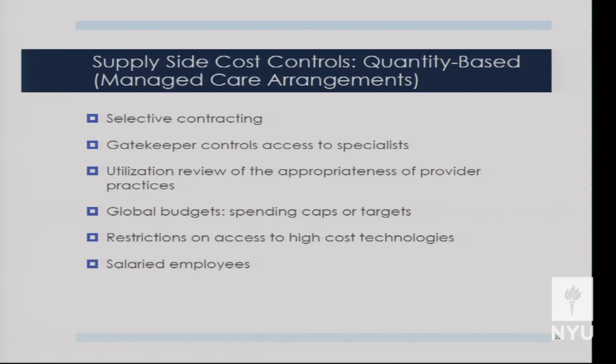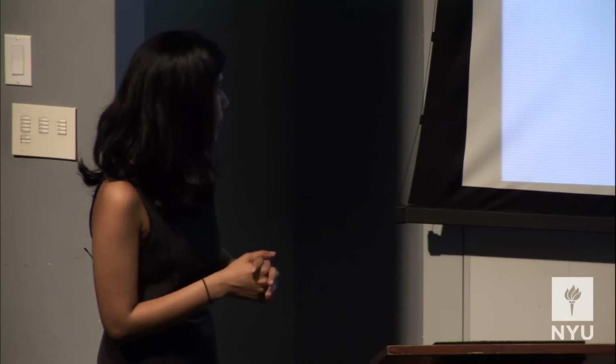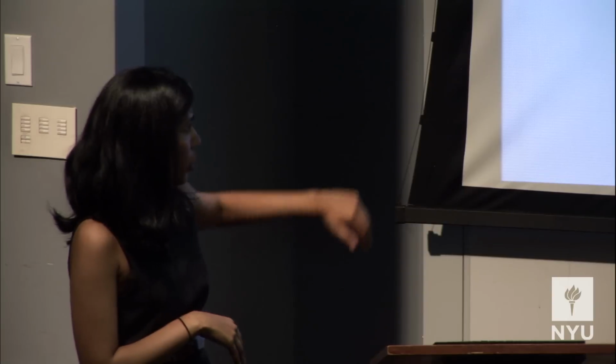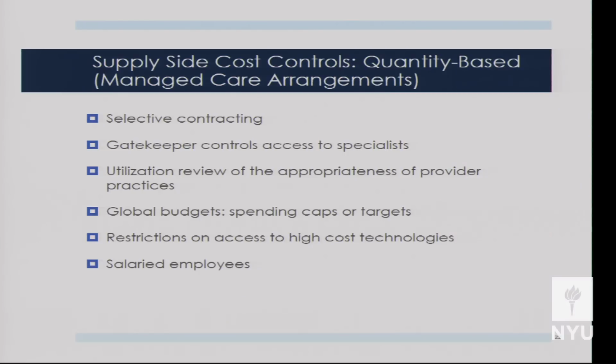There's a utilization review of the appropriateness of provider practices. This is where your doctor has to call your insurer and say, I want to run this test, I want to do this procedure, and your insurance company has done some study about the cost-benefit of that, and they will either veto or okay that utilization. There's global budgeting, so you can have a spending cap or target on a group of people, what you're going to spend on their health care. There are restrictions on access to high-cost technologies. If your doctor thinks one treatment may be best for you, your insurance company may push back if it's a very high-cost treatment or technology.